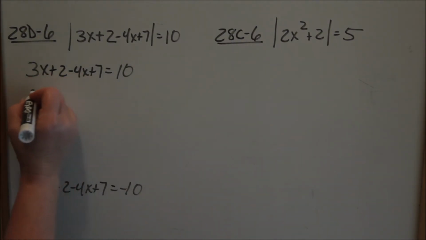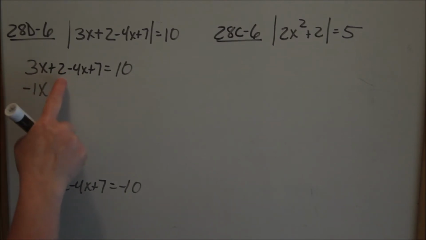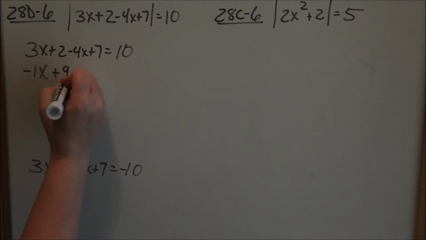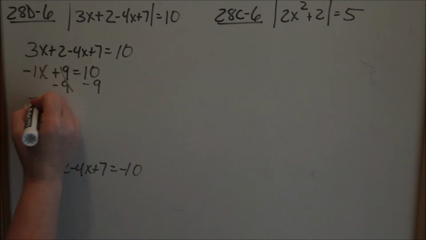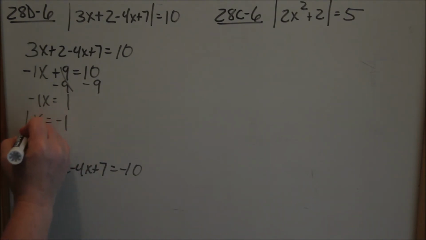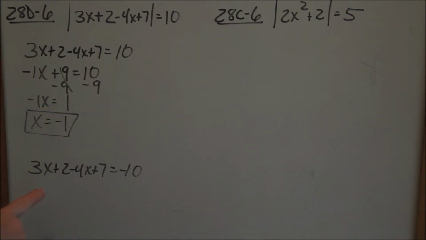Combining your x's, that would be negative 1x. Combining your numbers, that would be 9. Subtract my 9 over. Negative 1x equals 1. Divide both sides by negative 1. So x equals a negative 1. That's one of your solutions.